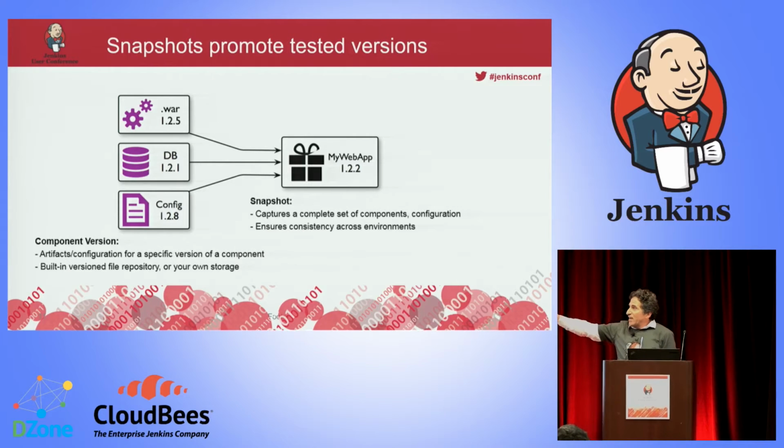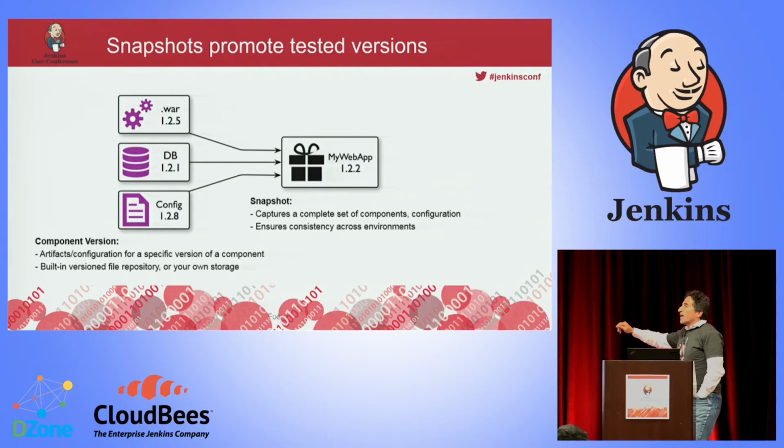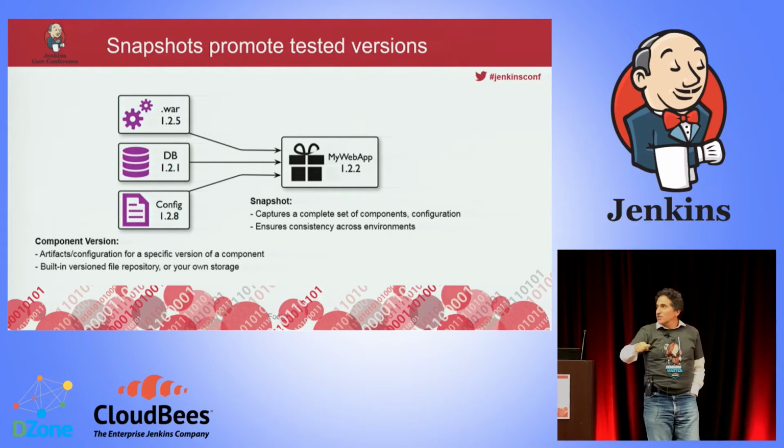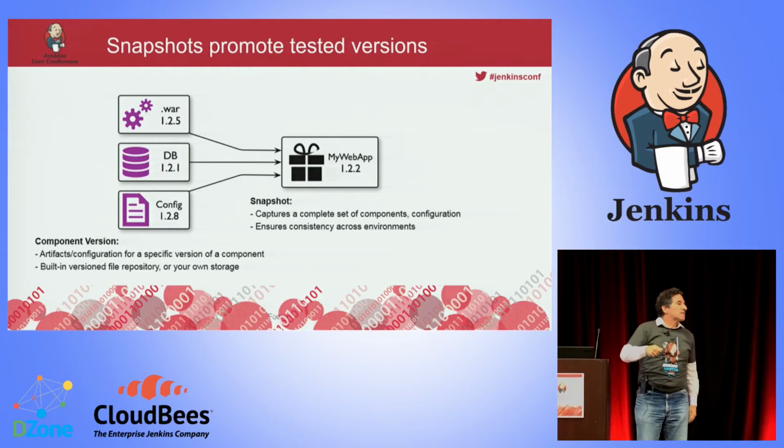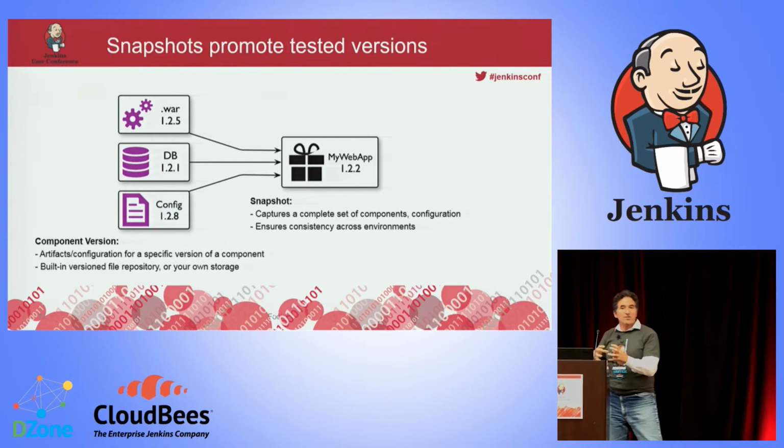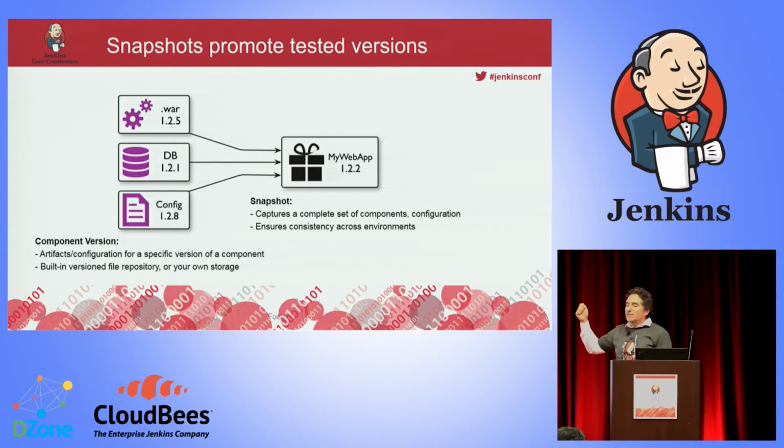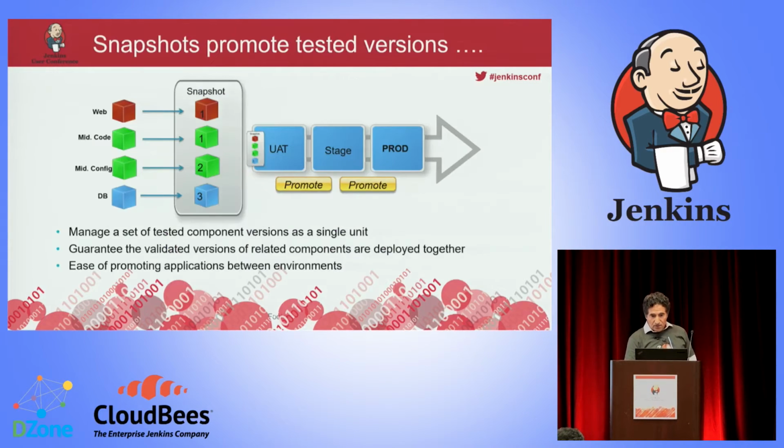So this is an example of, you got your 1.25 WAR file, you've got your database 1.21 that works, and you've got some config files and maybe some content, all different versions, but you know they work together. You package them. Now you have what we call, in our terms, a snapshot. Let me show you what that looks like.